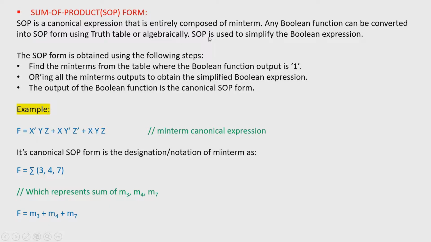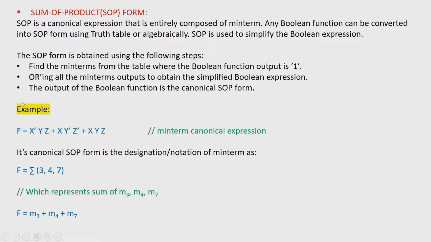Now the SOP is used to simplify the Boolean expression. So how is the SOP form obtained? By using the following steps. First, find the min terms from the table where the Boolean function output is 1. Wherever the Boolean function output is 1, take the min term of that. Then second, all the min terms obtained where the function is 1, you OR them to obtain the simplified Boolean expression. So that output is the canonical SOP form.